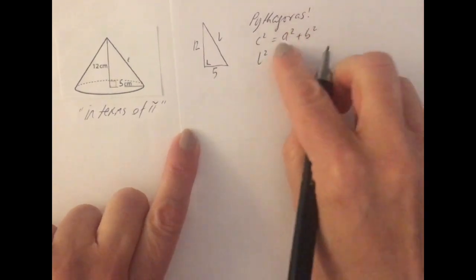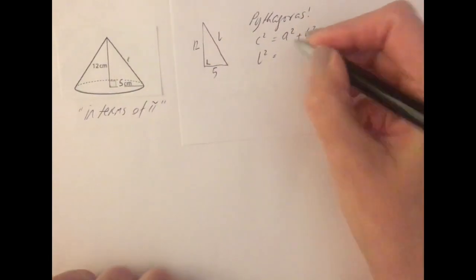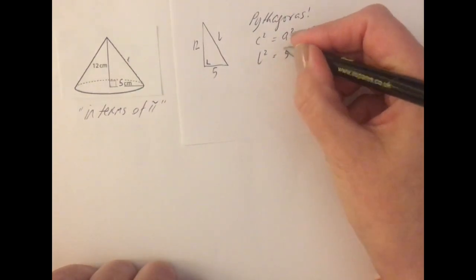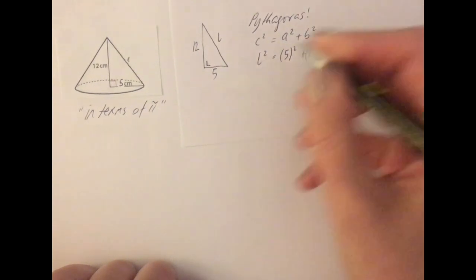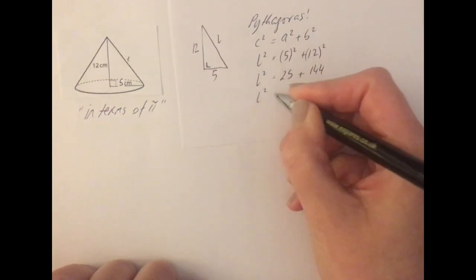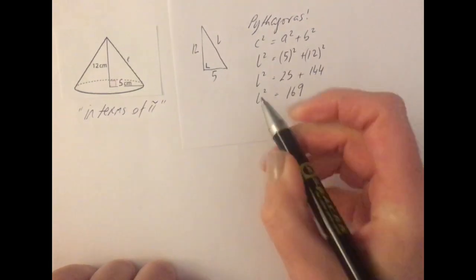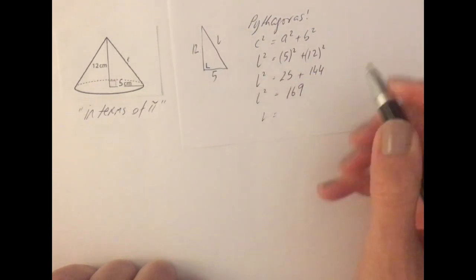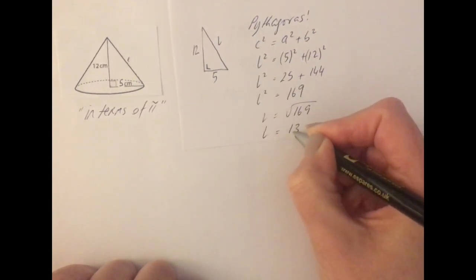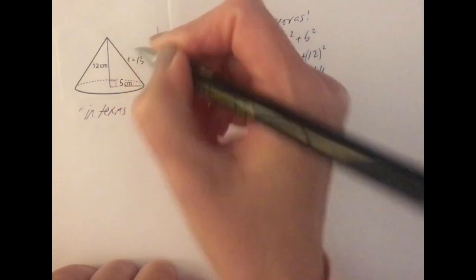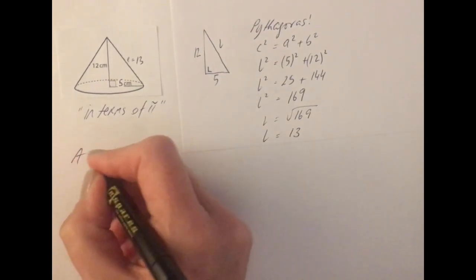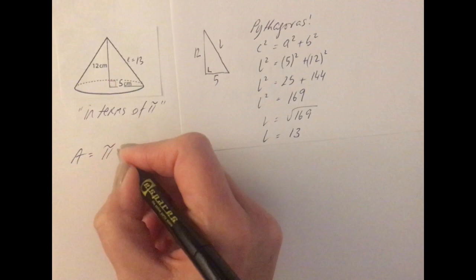So L squared is equal to, fill these two in, it doesn't matter which way around these two go, it's just hugely important that you put the hypotenuse in for the c. So I'll put in 5 squared plus 12 squared, and of course that gives me 25 plus 144. So L squared is equal to 169. Now, to get L from L squared to just L on its own, to undo the square, we square root. So the square root of 169 is 13. So that means that side length is 13. Okay, so now let's get the total surface area. So the curved surface area formula is, of course, pi r L.